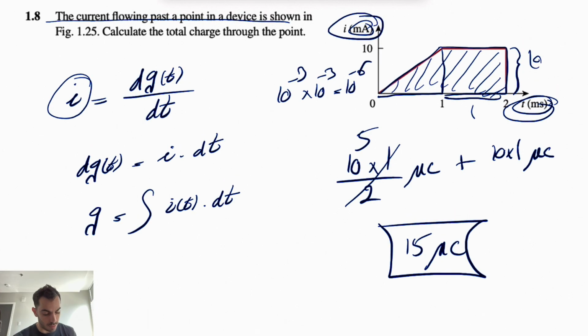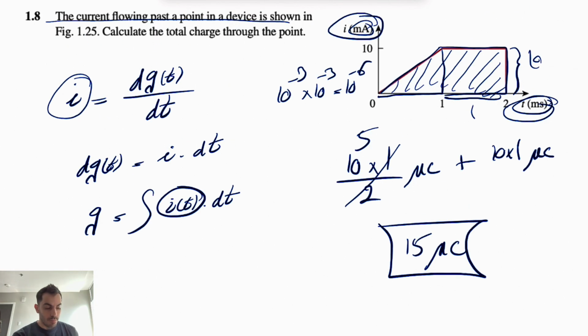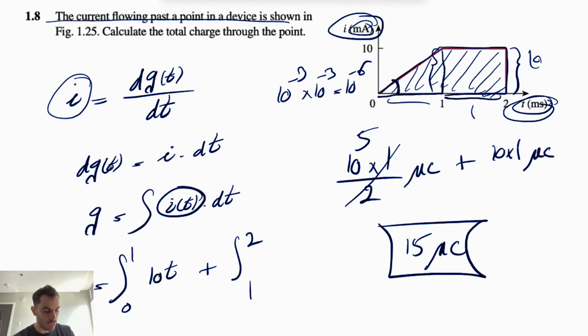If we want to go with the integral approach, first we have two different regions, so we need the equation for i. In the first part, from 0 to 1 millisecond, the slope is 10 divided by 1, so the equation is 10t. For the other part, from 1 to 2, we have a constant value for i, which is 10.